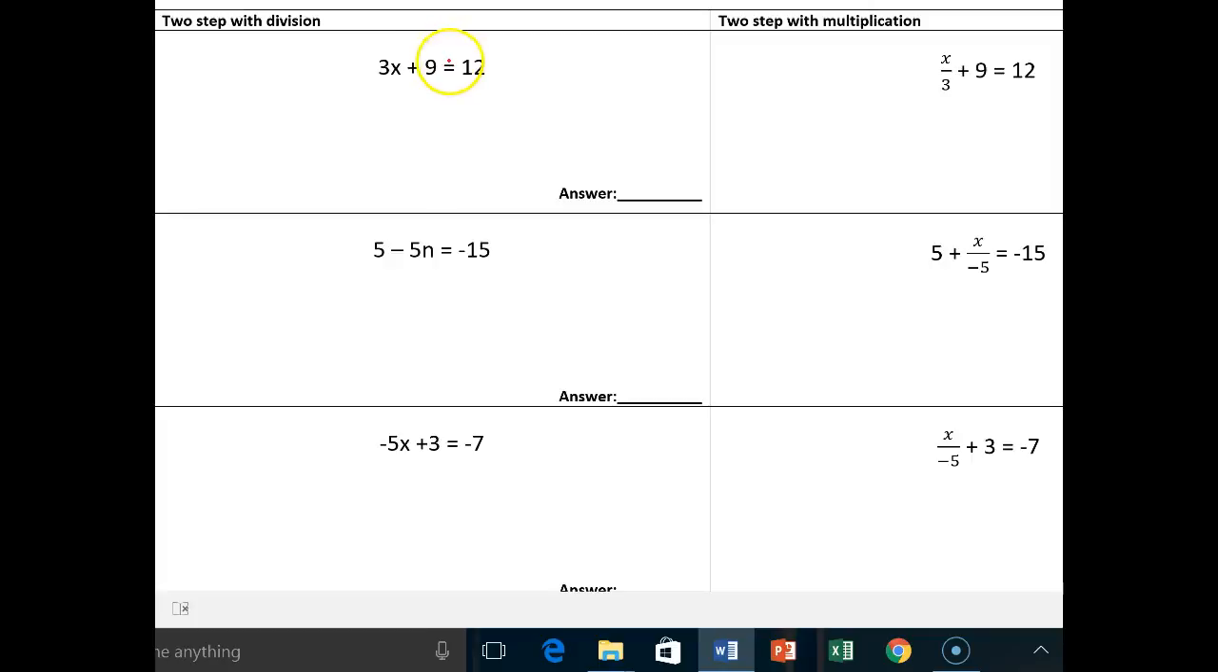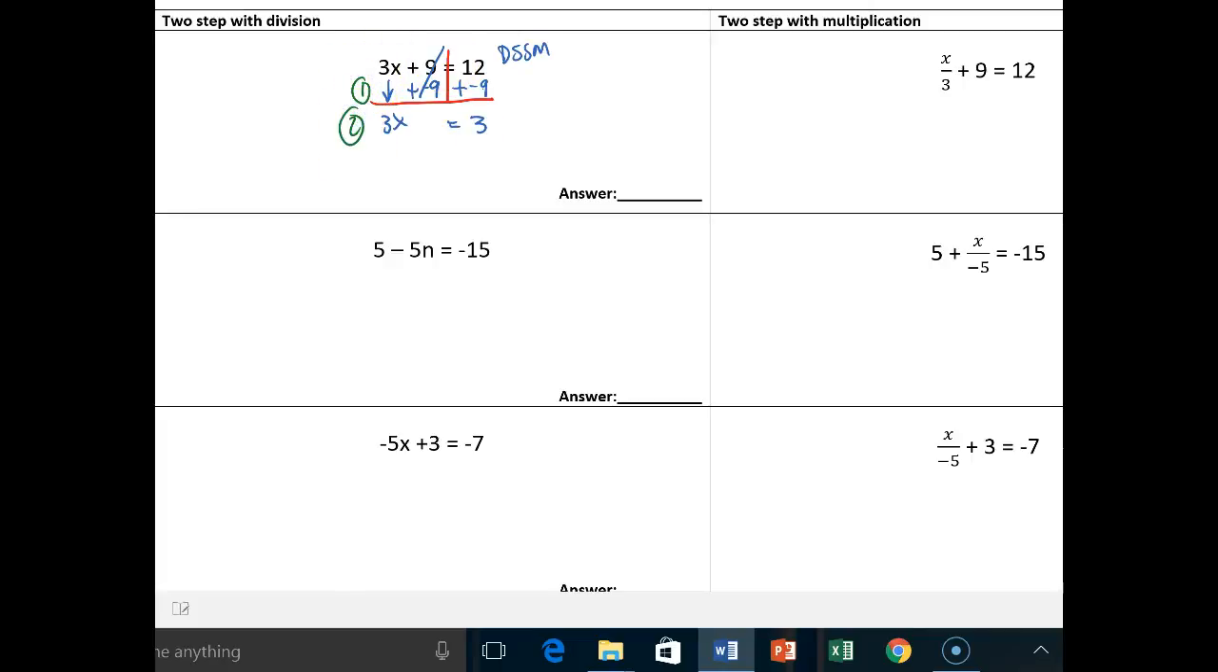So first thing we always do on the two-step with division is go ahead and draw your Tetris. We see a positive 9, so just like we were doing in the one step, when I see a positive 9, I do the inverse. I add negative 9. This cancels out because it's 0. This drops down because it's 3x is equal to 12 plus negative 9. That's a different sign, subtract more.